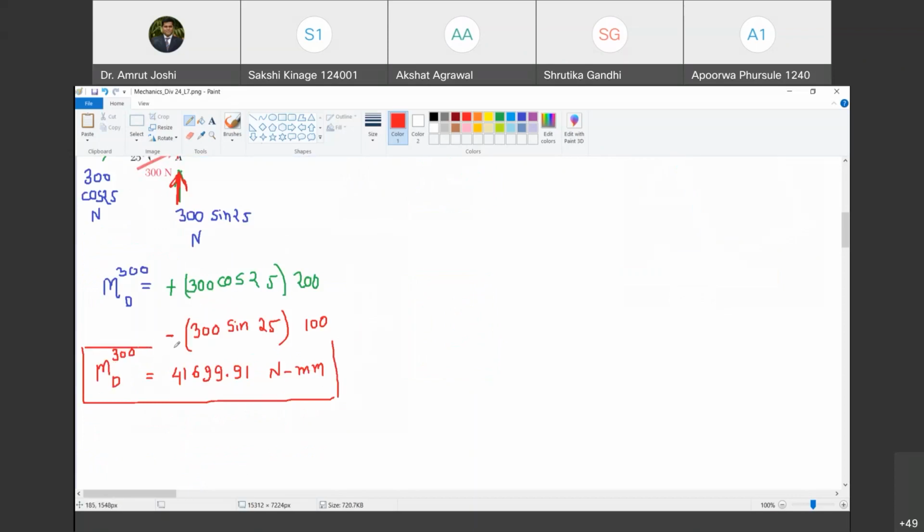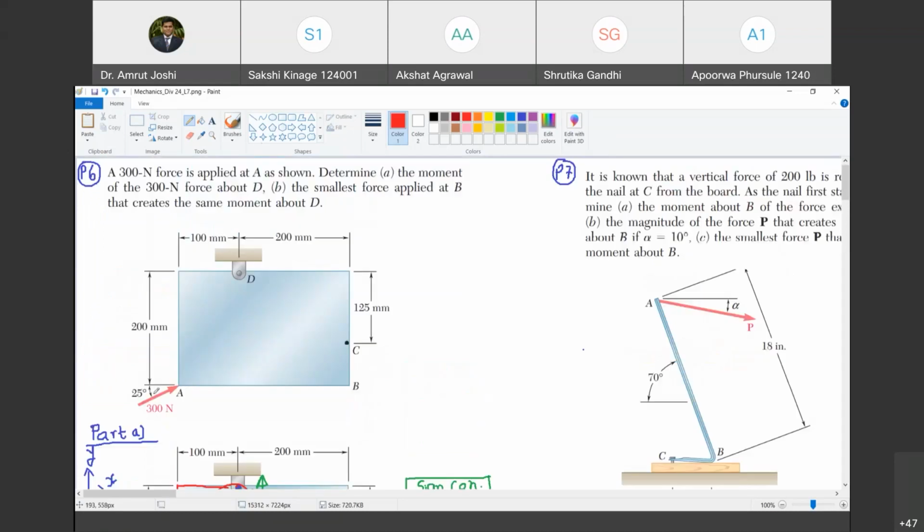By the way, what is the sign that we have got? Is it a positive sign or negative sign? Positive. So what is the conclusion? Therefore, this moment is anti-clockwise. Are you with me? Yes, sir. So the answer is complete only when you mention its magnitude in the specified system of units as well as its direction. So the directional sense here is anti-clockwise. So this 300 Newton force is going to cause anti-clockwise moment at D.